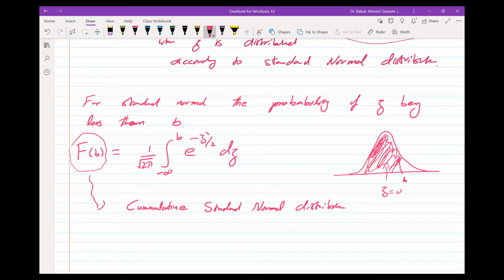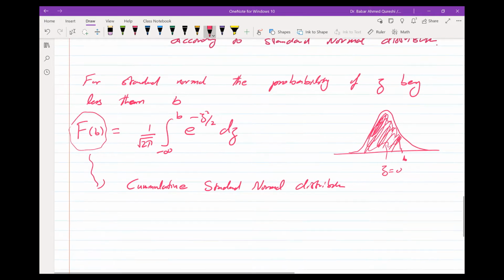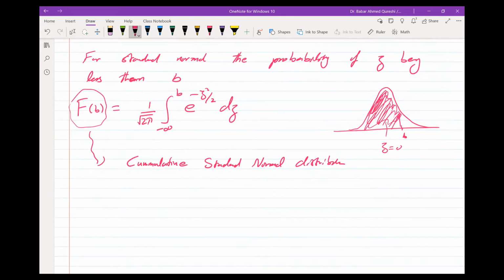Aliza, I'll come to you in a moment. Suppose you want to find the probability of Z being between A and B, so Z greater than A and less than B. That you can write like this.